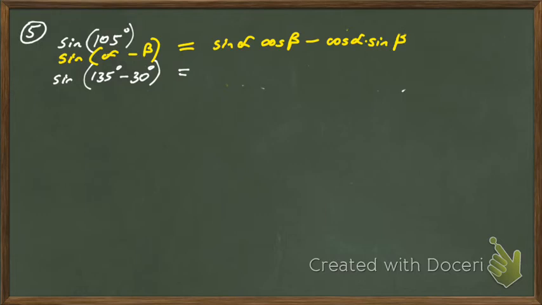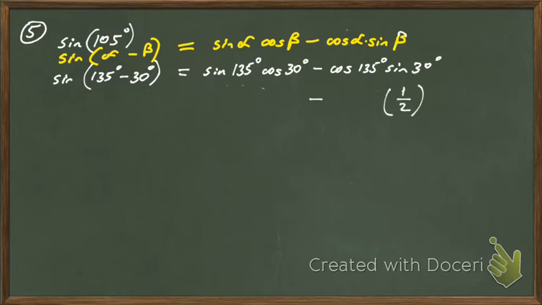What is the sine of, what is alpha? 135. Cosine of what's beta? 30, minus cosine of what's alpha? 135 times the sine of what's beta. Beta is 30, isn't it? Do we know any of these values? The sine of 30 is 1/2. Cosine of 30 is radical 3/2.